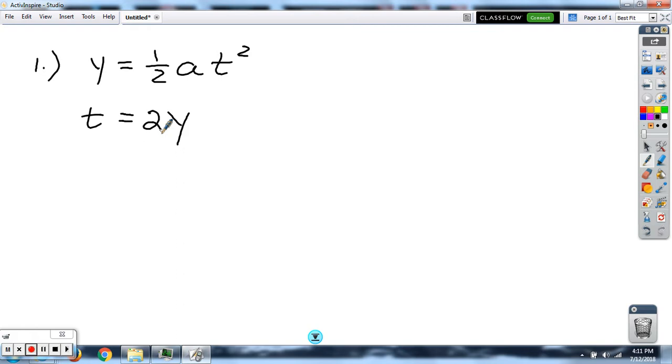Technically you could also have said that this is being divided by 2. So to undo division, you multiply. Either way, you get to this form. The next thing is that it's being multiplied by a, so I need to divide both sides by a. And then the last thing is that it's being squared, and so to undo the square, I take the square root. And so that is number 1, and that's what I would expect to see you guys do here.